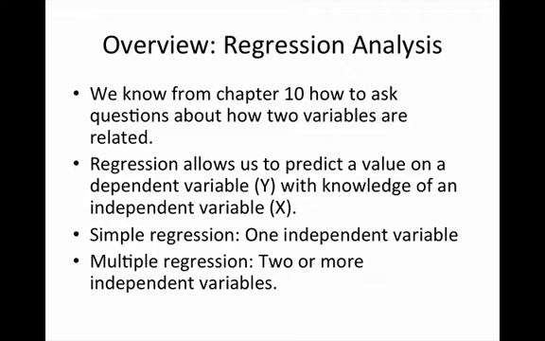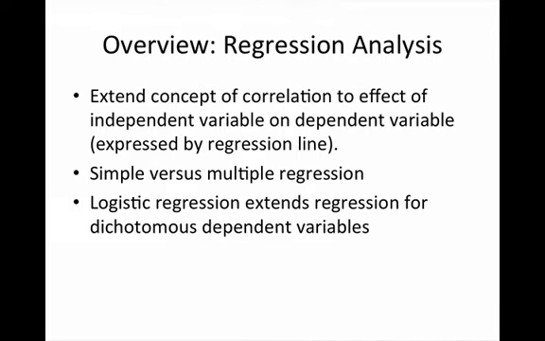The idea is in both cases, simple and multiple, we have only a single dependent variable. We're only trying to predict one thing. But in the case of simple regression, we have just one independent variable that we're using to predict the outcome. In multiple regression, I have two or more independent variables that I'm trying to use to predict an outcome. Now, what we're doing is we're extending the concept of correlation to the effect of the independent variable on the dependent variable. And this relationship is expressed by the regression line, which is the next lecture.